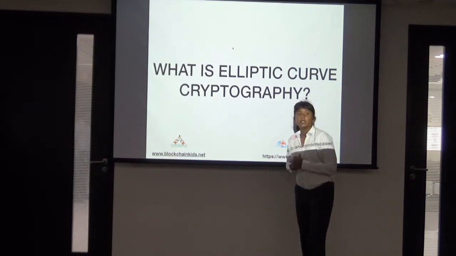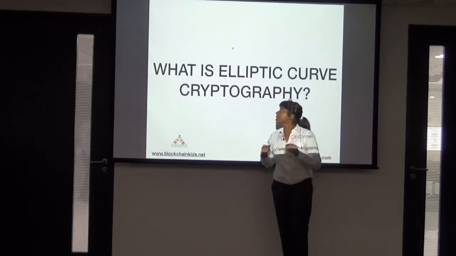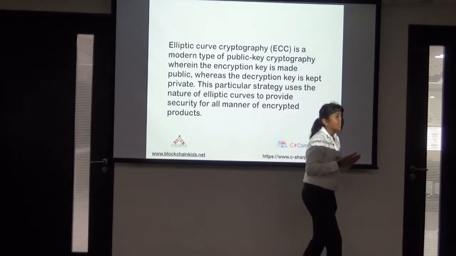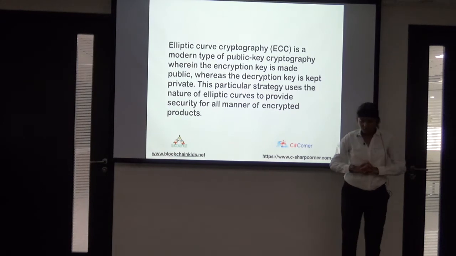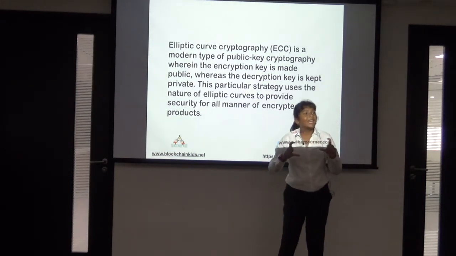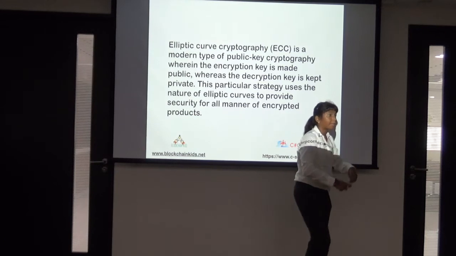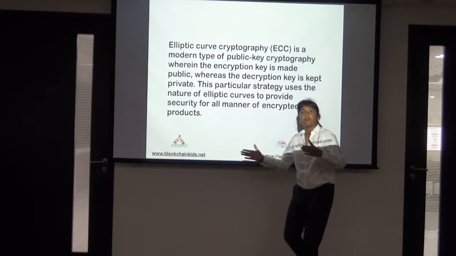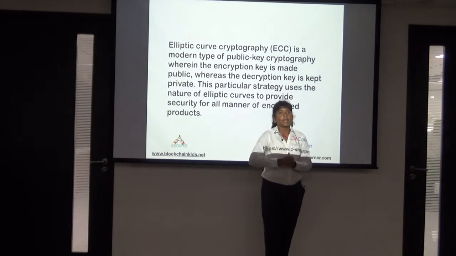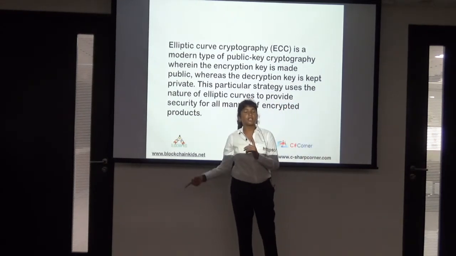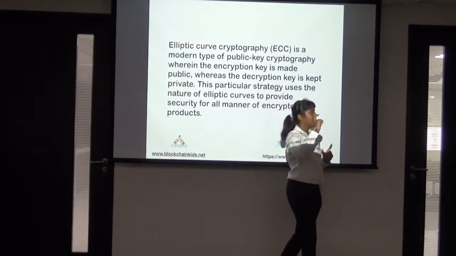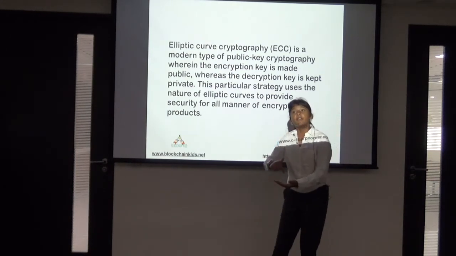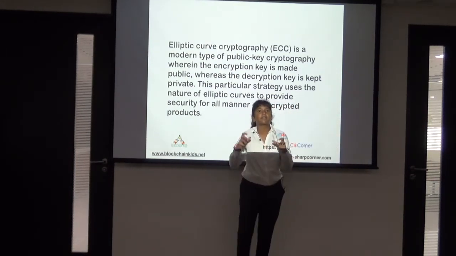Now, what is elliptic curve cryptography? In elliptic curve cryptography, we make the encryption key public, but the decryption key is made private. And in an elliptic curve, a key is generated at some random point, and because of it, the technology becomes unbreakable.